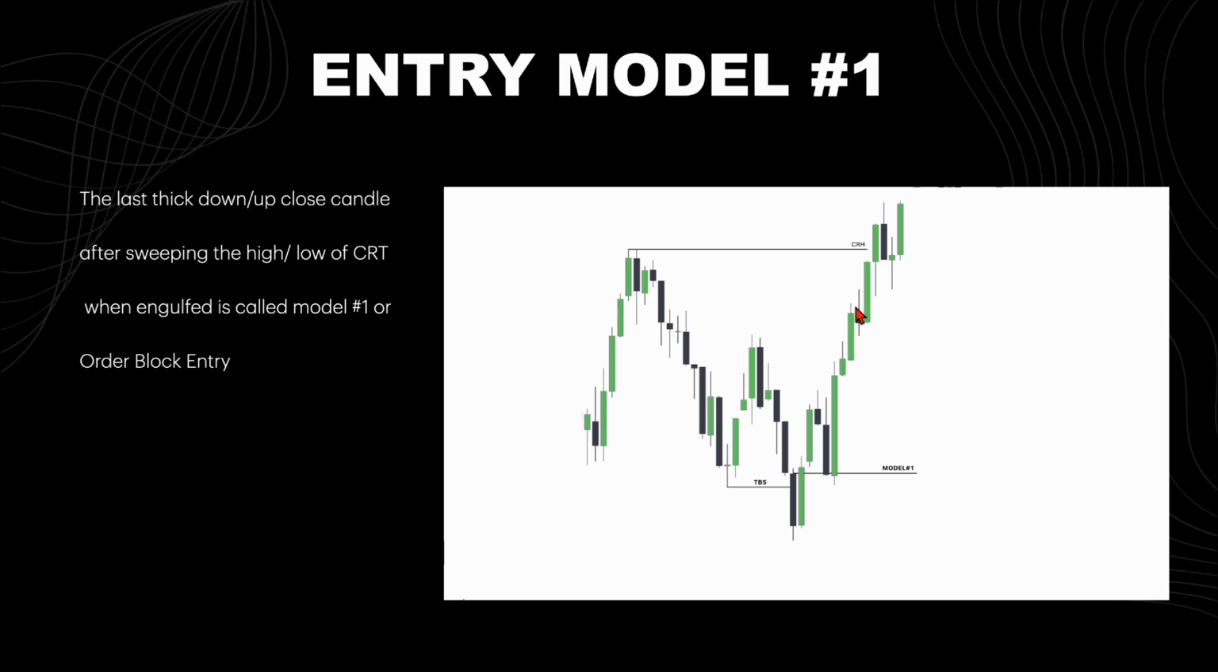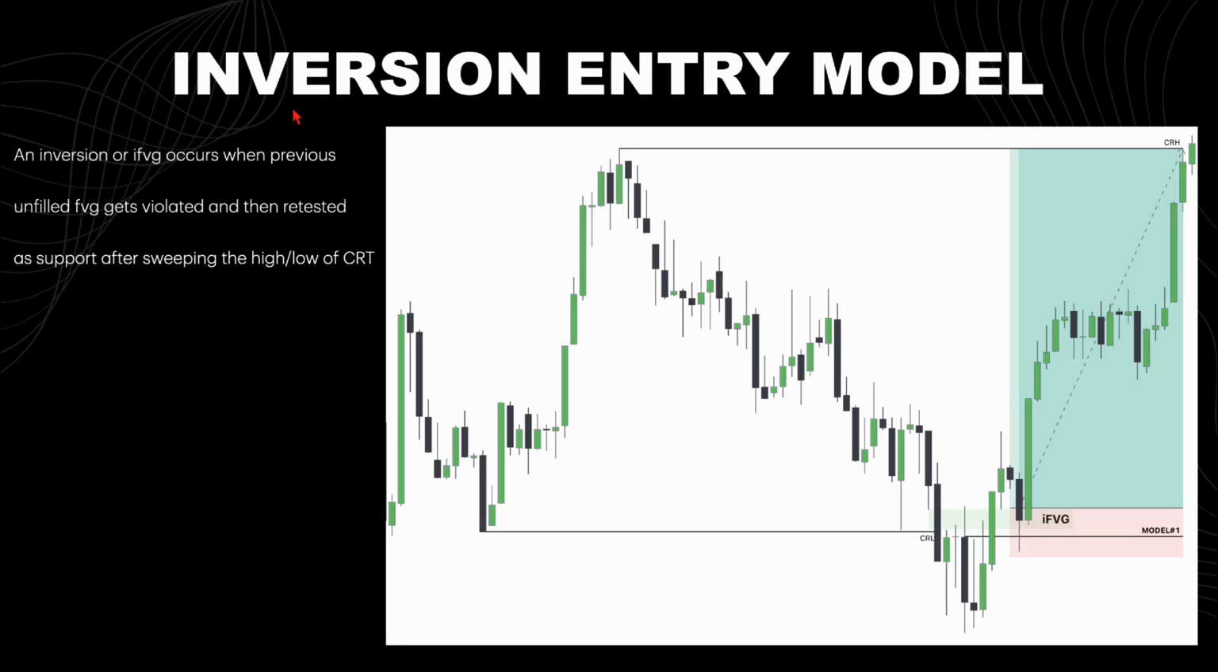Continuing with the next entry model, we now focus on the inversion entry model, which acts as a specific price behavior involving fair value gaps. An inversion, or IFVG, occurs when a previously unfilled fair value gap gets violated, price breaks through it, and is later retested as support or resistance, often after sweeping the high or low of the CRT.